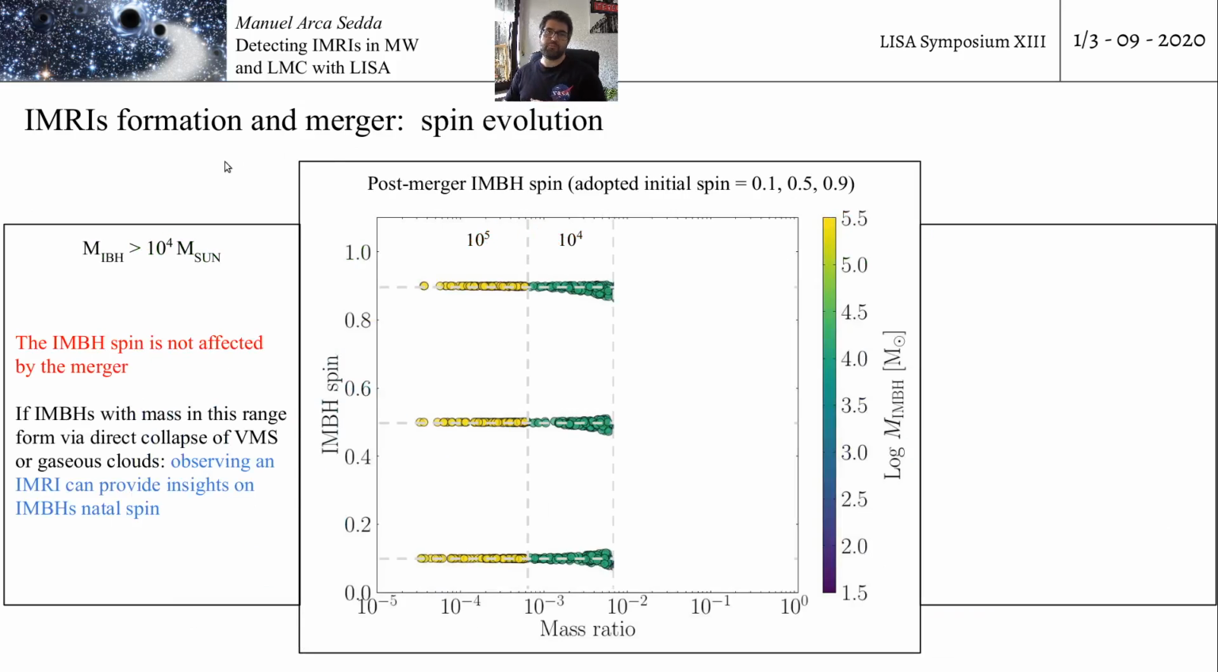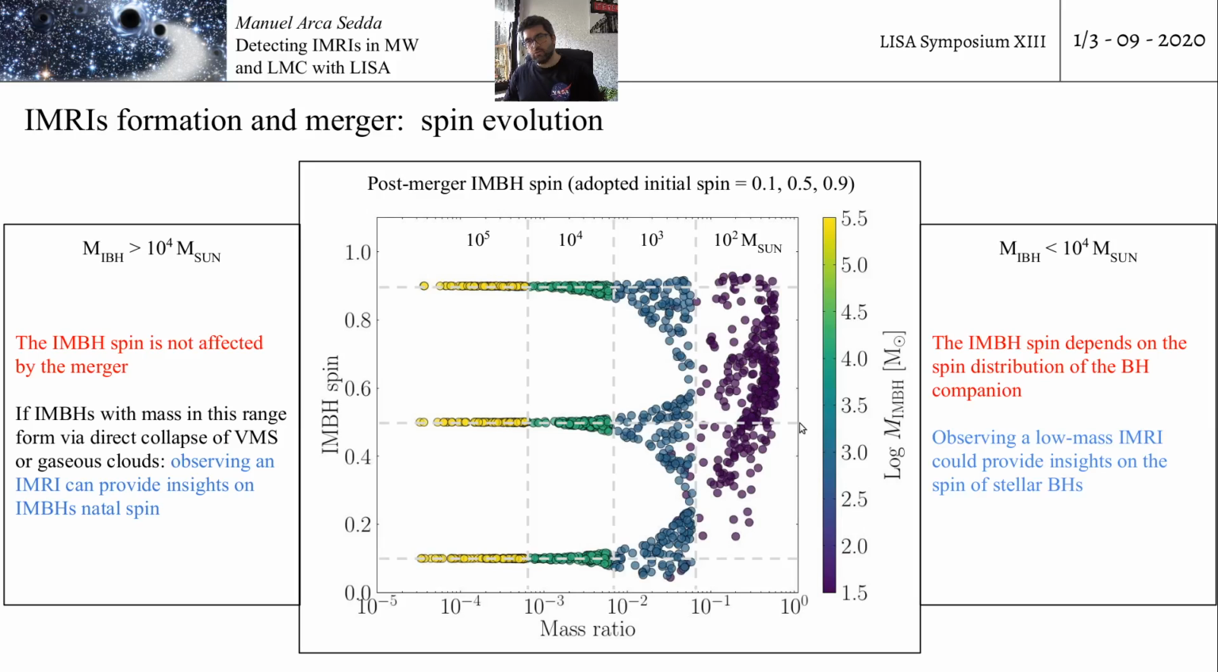Another parameter that can be used in this respect is the spin of the IMBH. What you see here in colored points is the final spin after the merger of the IMBH, assuming that the initial spin was 0.1, 0.5 or 0.9. And we see here different values of the IMBH mass and the mass ratio in the IMRI. As you can see, in this case the merger event does not significantly affect the IMBH spin, meaning that from IMRIs in these mass ratios, we can get insights on the natal spin of IMBHs.